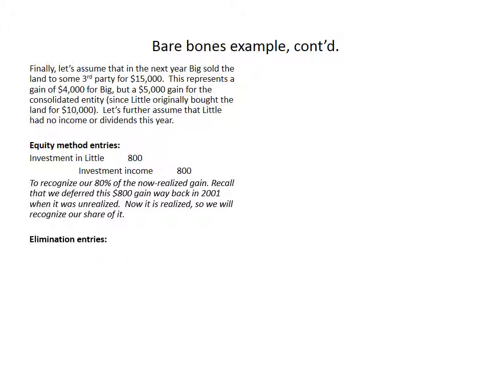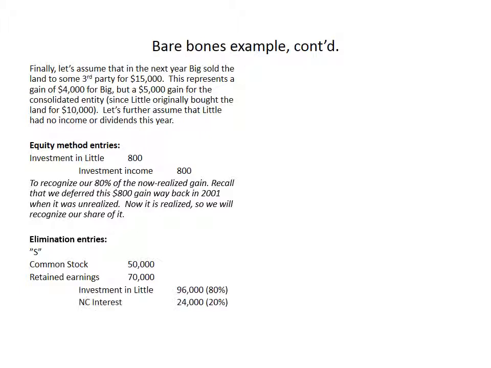For our elimination entries, again, we start the same way we always do. We eliminate our beginning of year owner's subsidiary equity accounts, common stock and retained earnings of $120,000 combined, and we're going to split that 80-20 between the investment in Little and the non-controlling interest. I for investment income. Again, looking at that equity method entry, we recorded $800 of investment income. In the elimination process, that has to be eliminated.